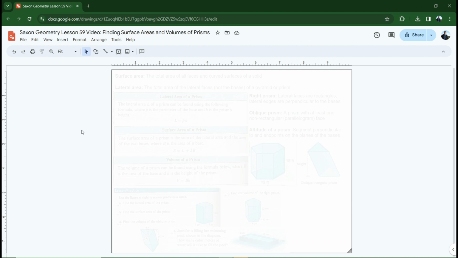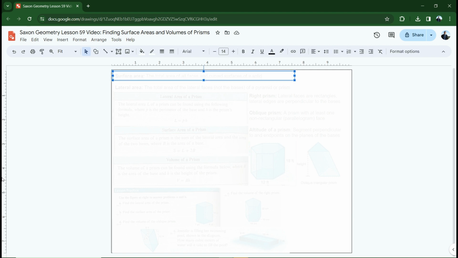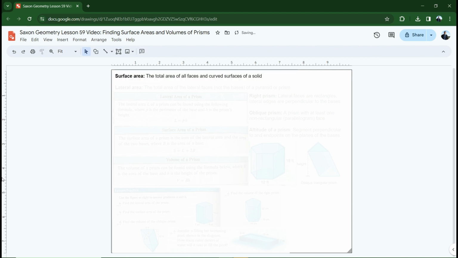Let's get started talking about surface areas and volumes of prisms. We're going to start by defining the surface area. This is the total area on the outside, all faces, all curved surfaces of a solid. Surface area means something very, very specific. It means that you're measuring the area of all sides, all faces and all curved surfaces of whatever figure it is that you're looking at.